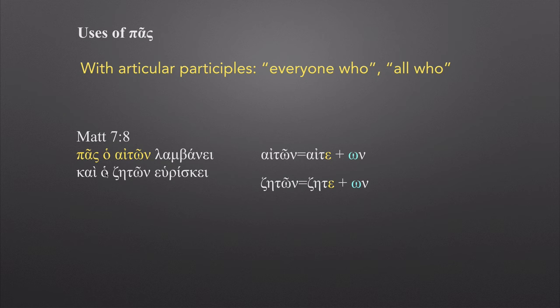And the person who, zētōn, finds. What's zētōn? This is from zēteō, another contract verb, with our participial ending. So a couple of different vocabulary words, aiteō, to ask, zēteō, to seek. And in fact, other vocabulary words you already know. Lambanō means to receive. Heuriskō means to find. So everyone who asks receives, and the one who seeks finds.